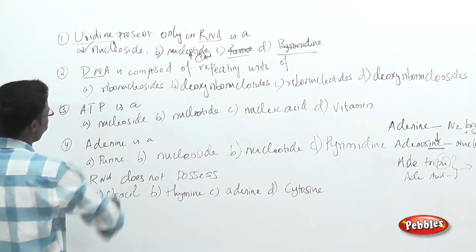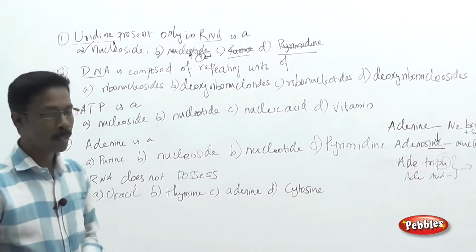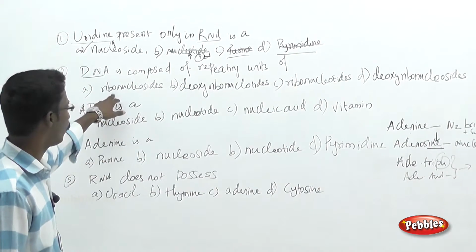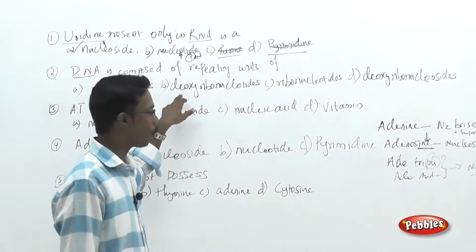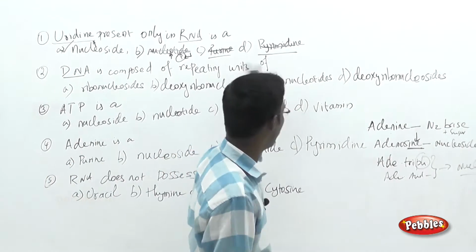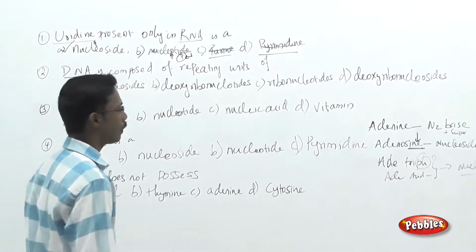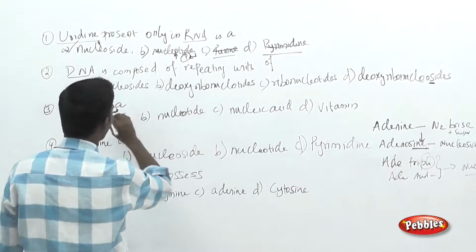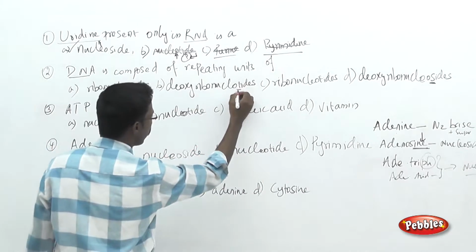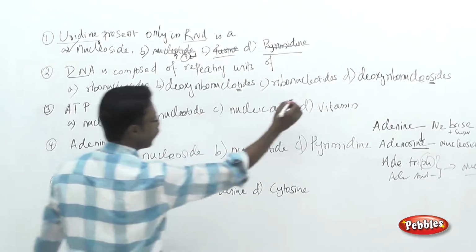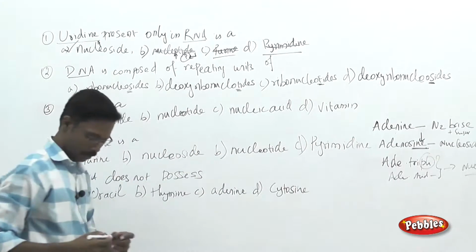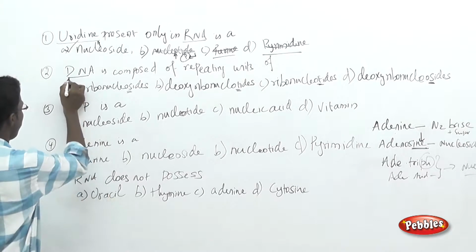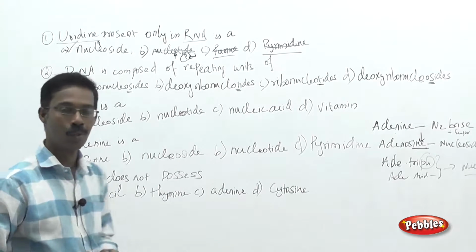See the next question. DNA is composed of repeating units of, and there are four choices given to you: ribonucleotides, deoxyribonucleotides, ribonucleosides and deoxyribonucleosides. The differences here are deoxyribonucleosides and deoxyribonucleotides, ribonucleosides and ribonucleotides. As I explained in the last question, you have to remember DNA refers to deoxy.